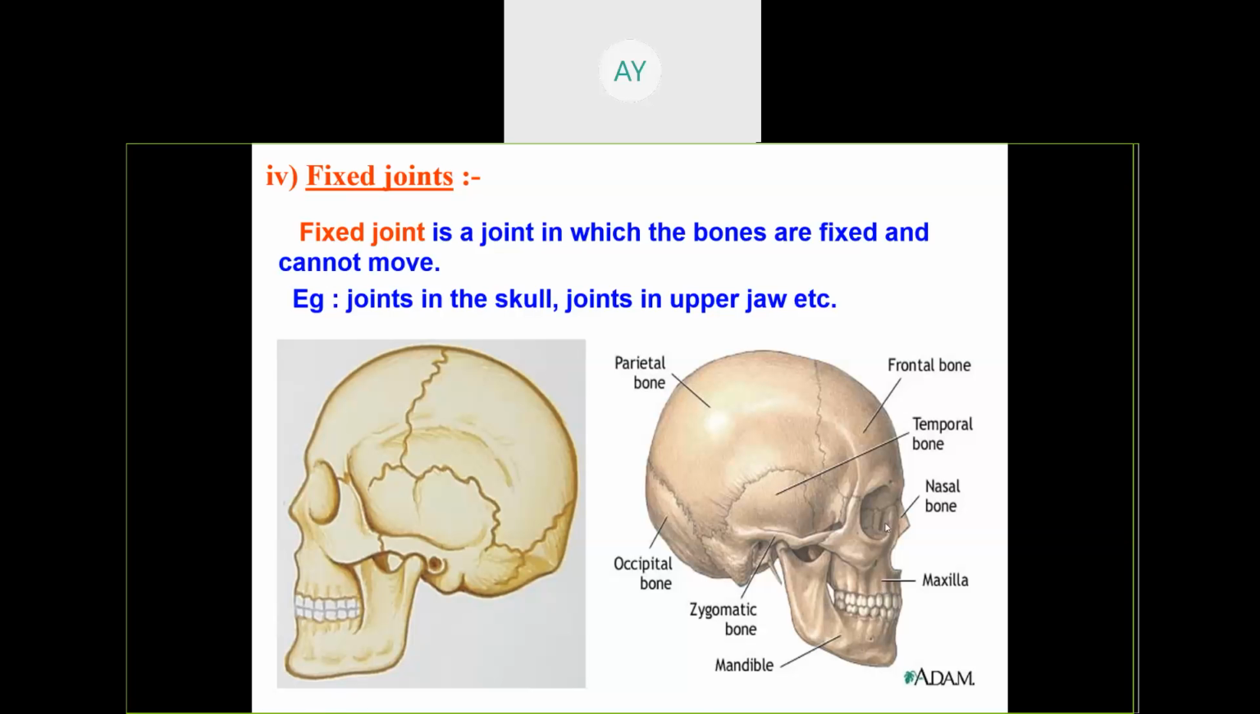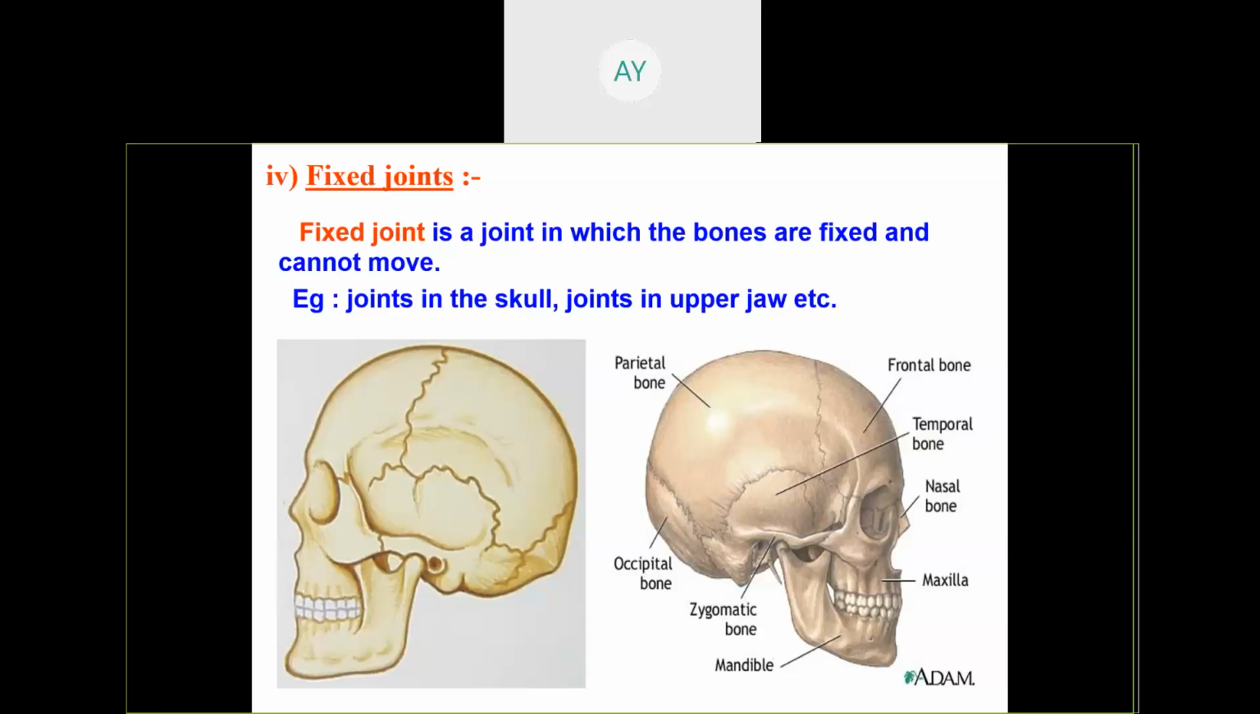There is no movement in the maxilla. Nasal bone, there is no movement. Temporal bone, there is no movement. Frontal bone and parietal bone: the bone at the front of your head is the frontal bone, and the bone at the back of your head is called the parietal bone. Just below that is the occipital bone, and near your eye there is a zygomatic bone. And you will find the bone present in the mandible in the lower jaw. So all these bones are joined together in the category of fixed joints.